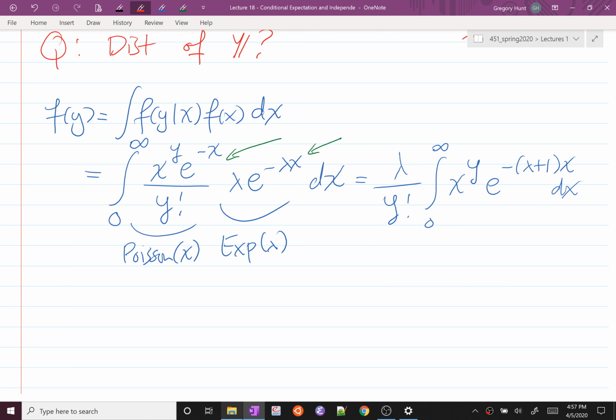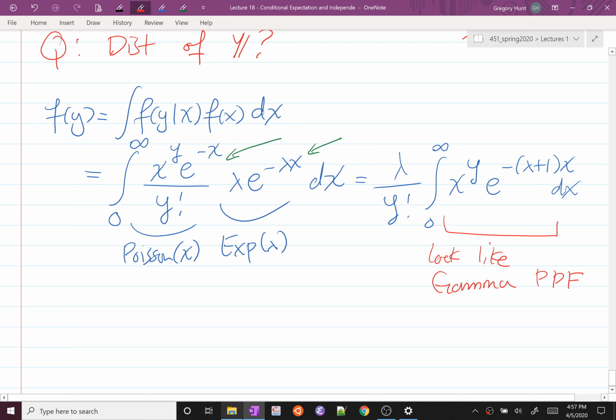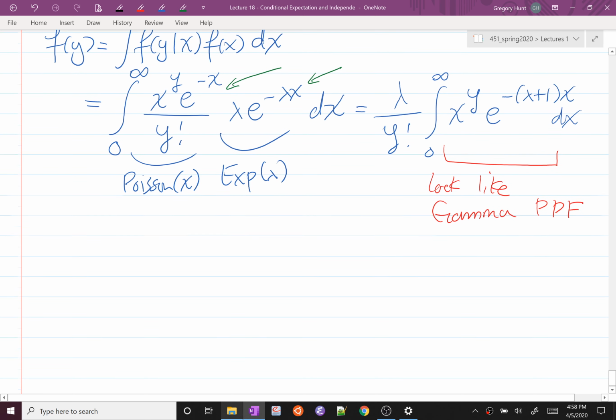Now, what you might not immediately notice is that this starts to look like a gamma PDF. So the trick here is to make it into a gamma PDF by multiplying by the right constants, and then that integral is going to go away. I don't like solving integrals, so let's make that one go away.